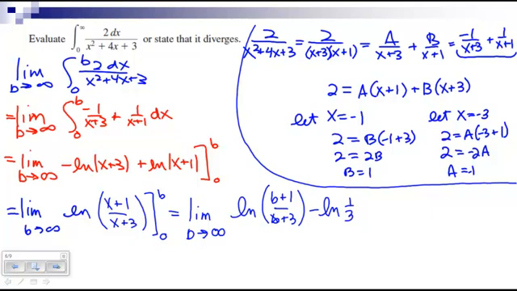Would it just be ln of 1? Because when you plug in infinity for b, infinity plus 1 is the same thing as infinity plus 3. So as we're going to infinity, this looks like a big 1, and the natural log of that 1 is going to end up being just 0. So what are we left with? 0 minus ln of 1/3, which most people would rewrite, by the way.